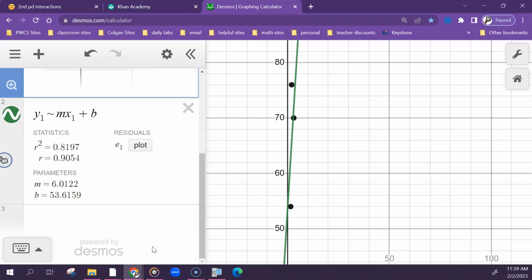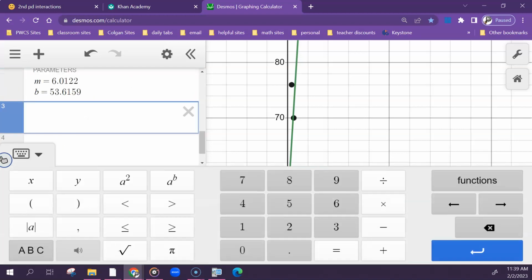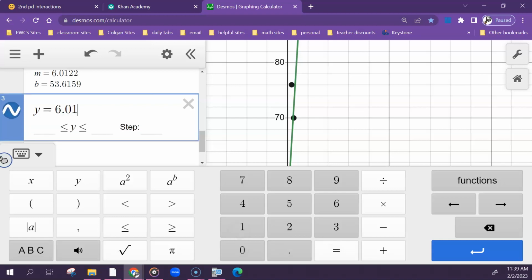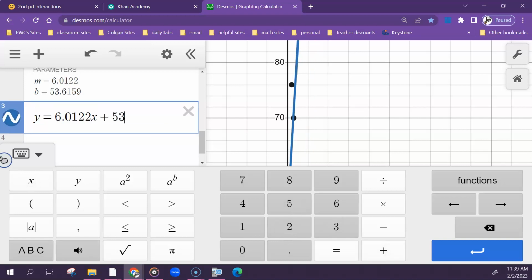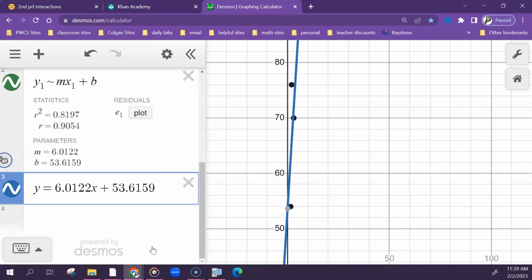Then, to find the answers, there are a couple different ways to do that. So, one, you can use a table. Type in exactly what you see here in the next line. y equals 6.0122x plus 53.6159. So it's the same m and b you guys have, just in y equals mx plus b format.